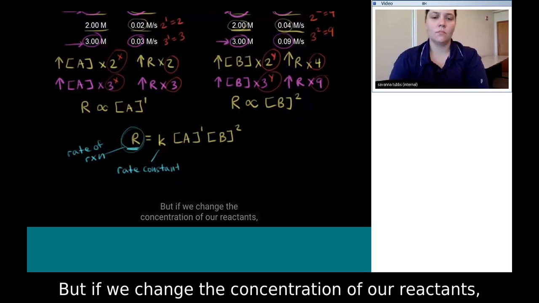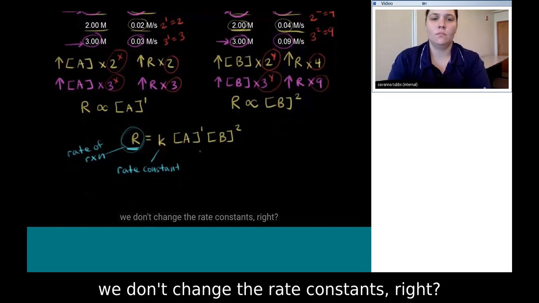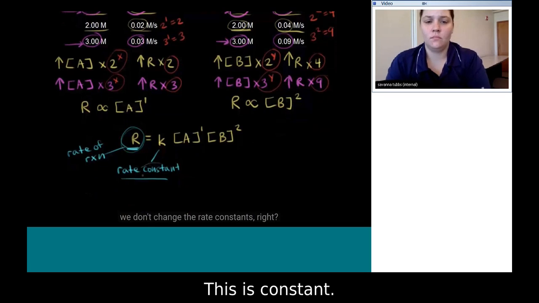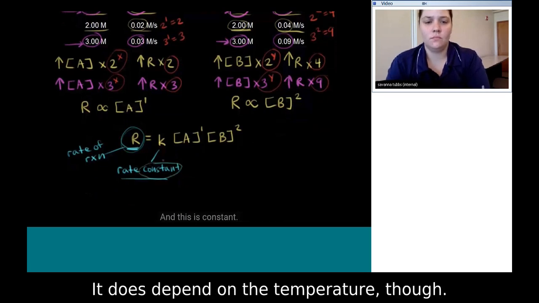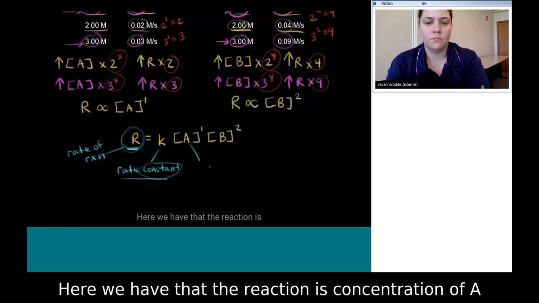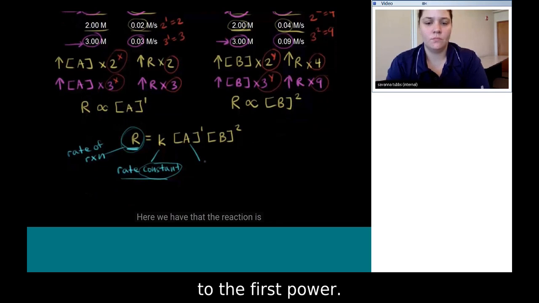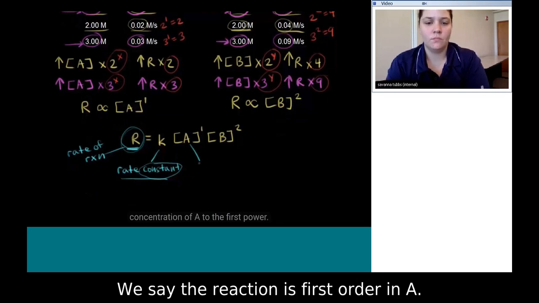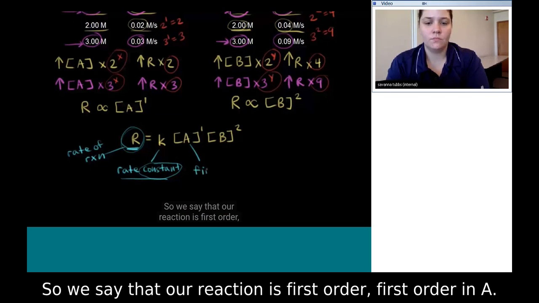But if we change the concentration of our reactants, we don't change the rate constant, right? This is constant. It does depend on the temperature, though, so we'll talk about that in later videos. Here we have that the reaction is concentration of A to the first power. We say the reaction is first order in A.